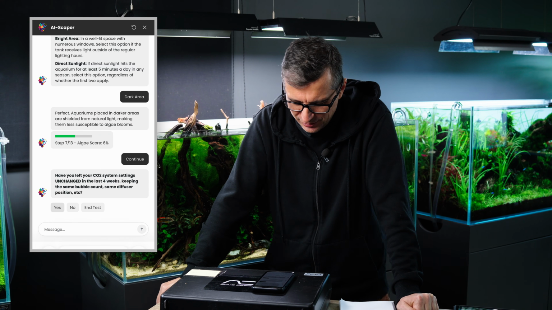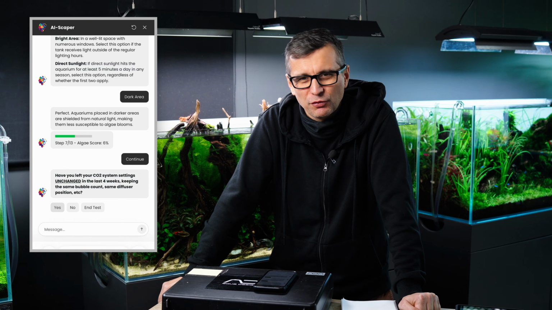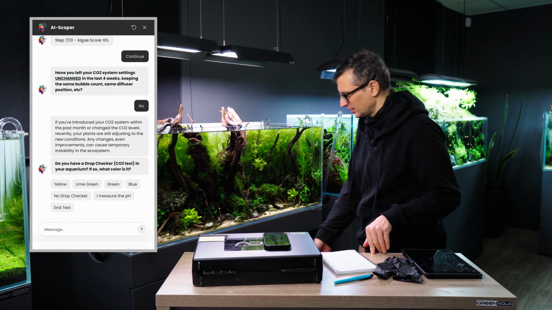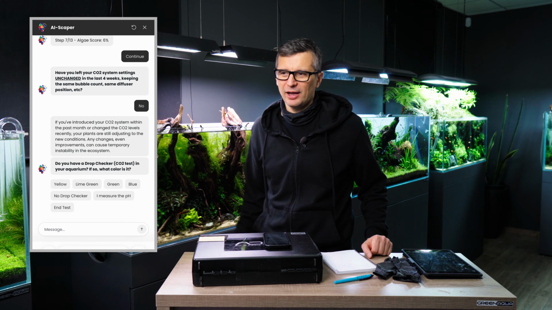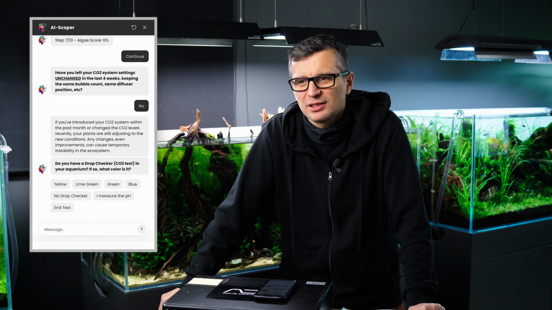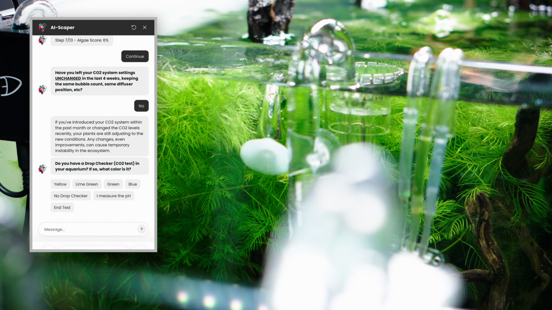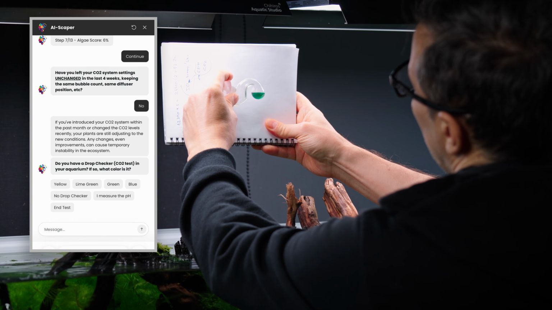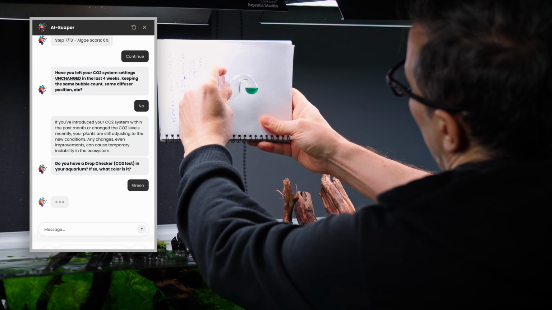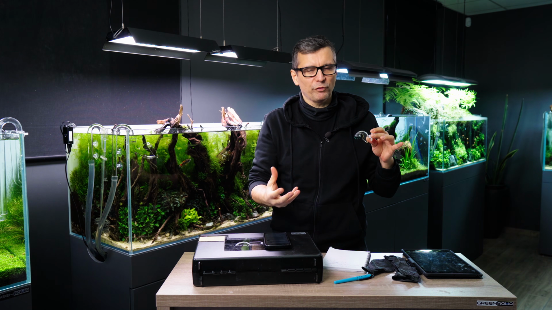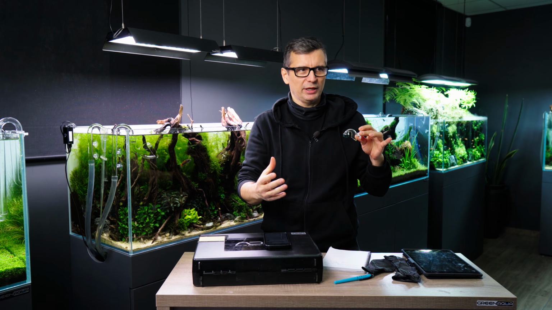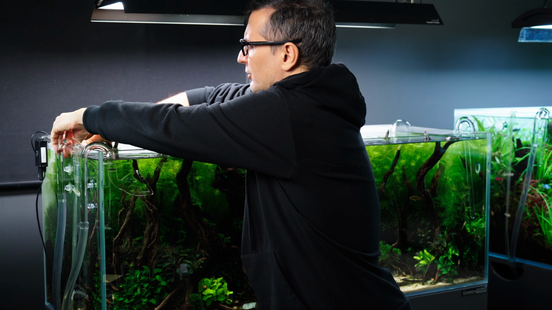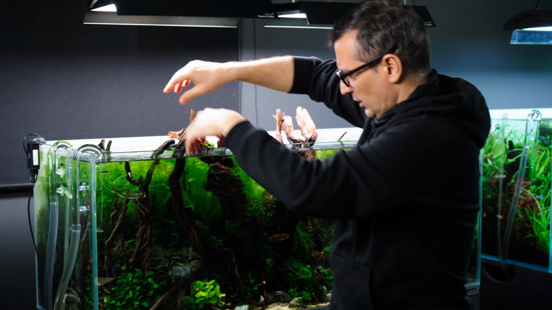Have you left your CO2 system unchanged in the last 4 weeks? I saw that the CO2 bubble count was too high, and I myself decreased it about a week ago. Drop checker is hidden. The color is actually not lime green. The CO2 does not dissolve into the aquarium uniformly. That means that the reading will be much less than in other places.